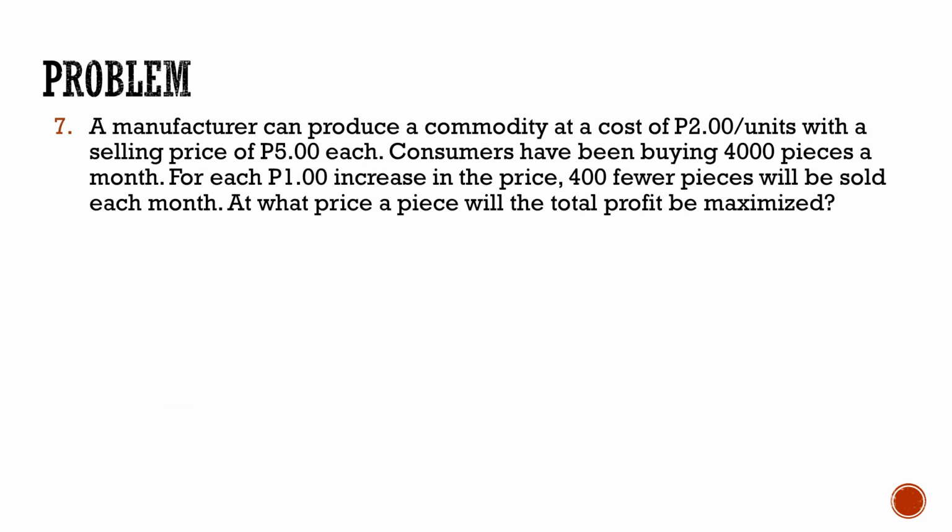So, let us move on to another problem. This time, sa economics naman tayo, we're gonna have a problem regarding business operations. So, we have a manufacturer who can produce a commodity at a cost of 2 peso per unit. So, ibig sabihin, ito na yung production cost niya, no? 2 pesos per unit. So, binibenta niya to at 5 pesos each.